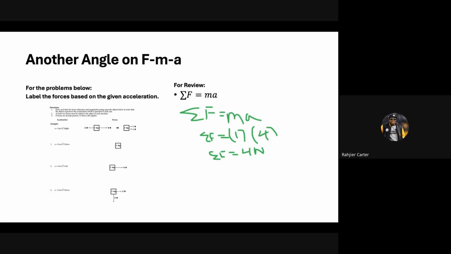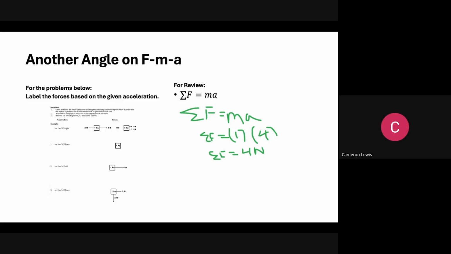Say it again. Wait, I think I'm confused. So basically with these free body diagrams, what we're trying to do here is something different than what we did before. We're just applying what we did before to this new technique, which is take the mass times acceleration and get the sum of the forces, which is supposed to be the answer to the other problem. So if it's 4, that means whatever the other one is has to equal 4.